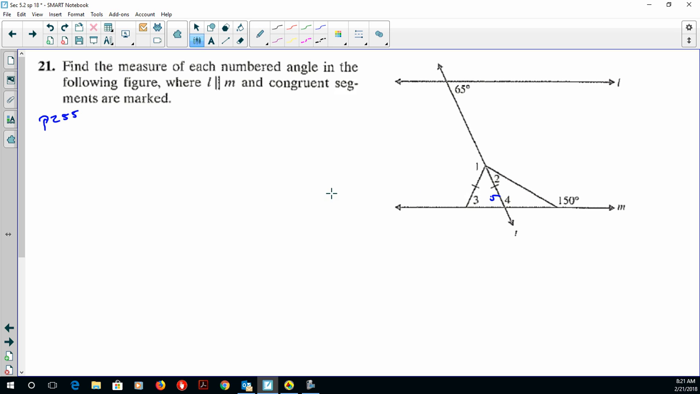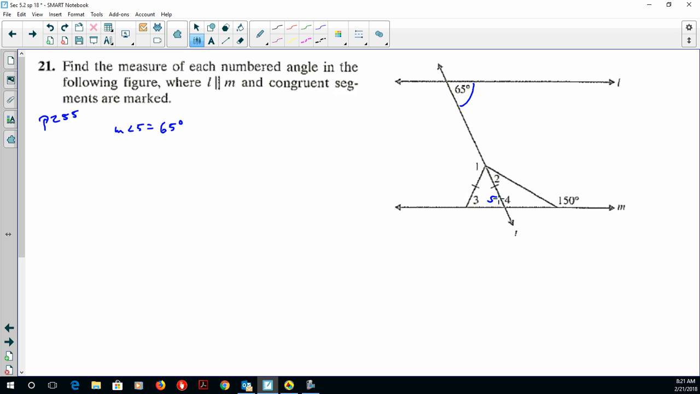Okay, first, let's just go through here and put some numbers in. What's this angle? What is this angle down here? Let me call this 5. Well, I have two parallel lines cut by a transversal, so the measure of angle 5 is 65 degrees because angle 5 and 65 are alternate interior angles.